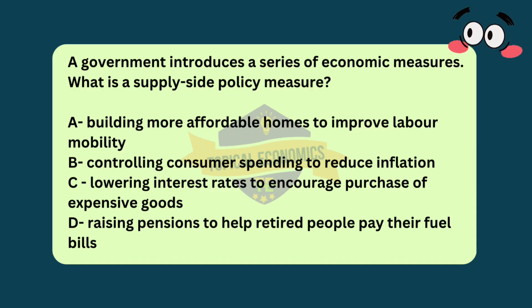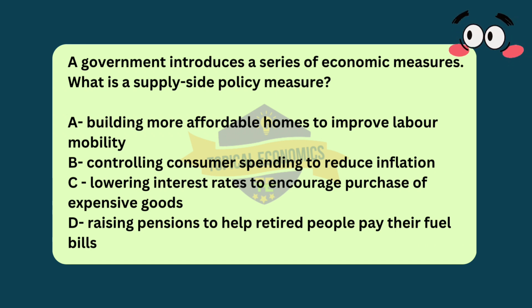A government introduces a series of economic measures. What is a supply-side policy measure? A. Building more affordable homes to improve labor mobility. B. Controlling consumer spending to reduce inflation. C. Lowering interest rates to encourage purchase of expensive goods. D. Raising pensions to help retired people pay their fuel bills. Reference, 2022 May-June version 2.